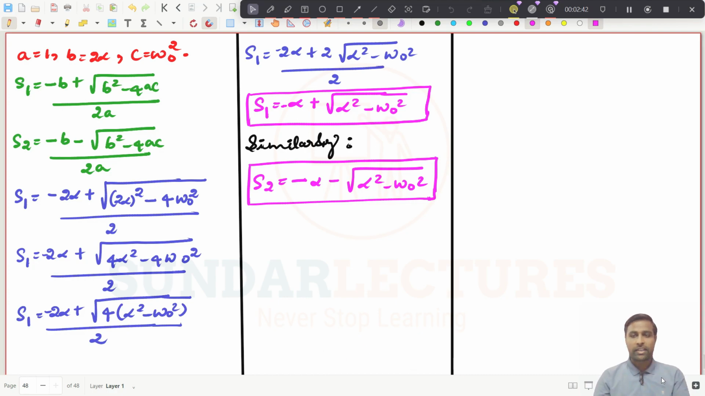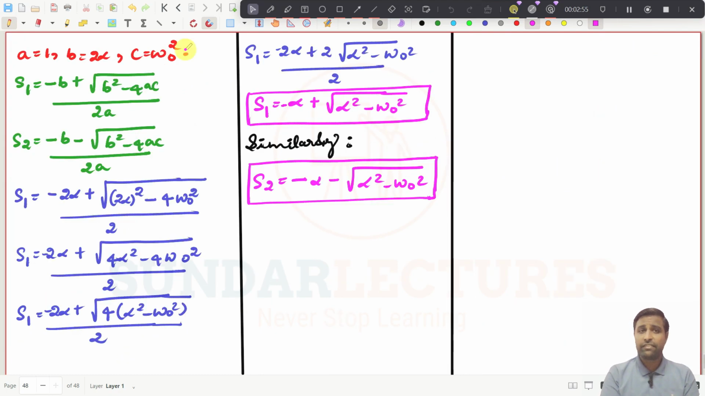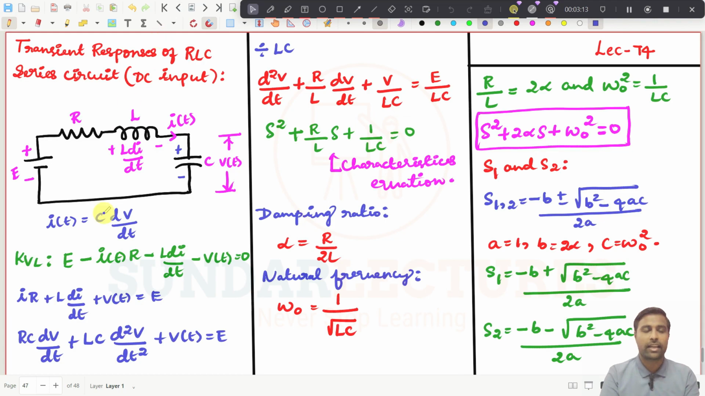Try to understand one thing clearly here. We will get two different characteristic roots for this expression. To find the characteristic equation, you will get two different roots. We will have three conditions here. I will write down the three conditions, and then you try to understand what those conditions are and when each will be applied. The first condition we are calling overdamped.